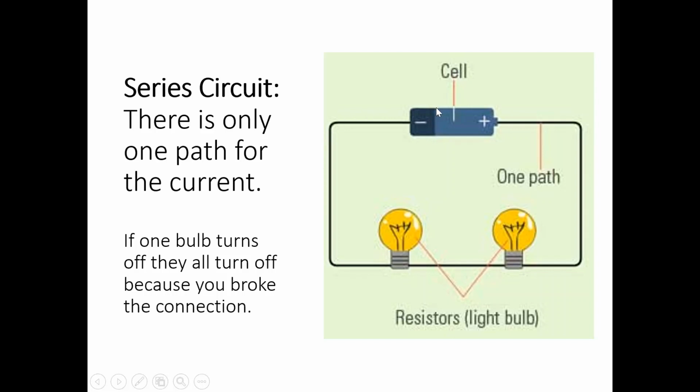If one light bulb turns off, they're both going to turn off, because if you turn off the switch, the electricity stops the flow all the way around this whole circle. So it's going to stop both lights. Okay, so that's a series circuit.